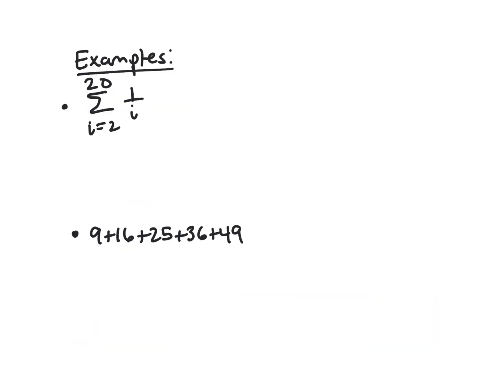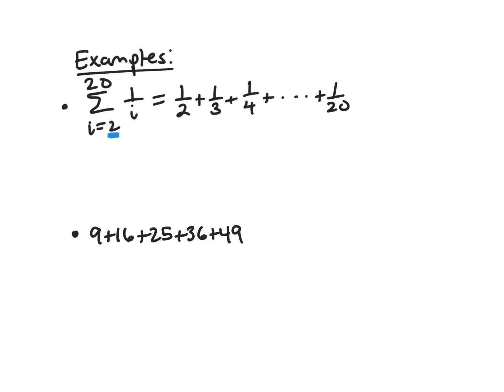All right, so we're going to do a couple of examples here, going both ways. The first one, we're going to start with sigma notation and then interpret this. So what does this mean? Again, we start with 2, so we get 1 over 2. Then we add up the next one, and we're going until 20. So it's 1/2 plus 1/3. Then i is 4, so 1/4, all the way up until we get 1/20th. And that's what this sum represents.